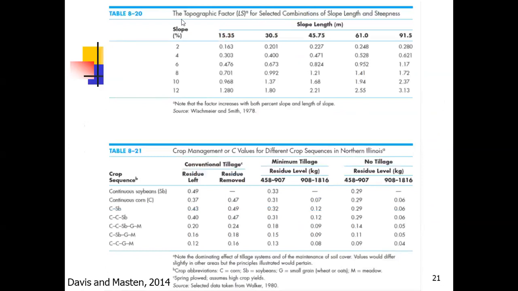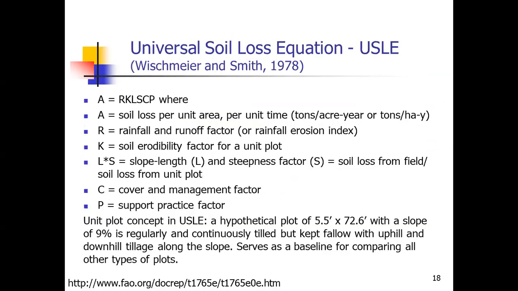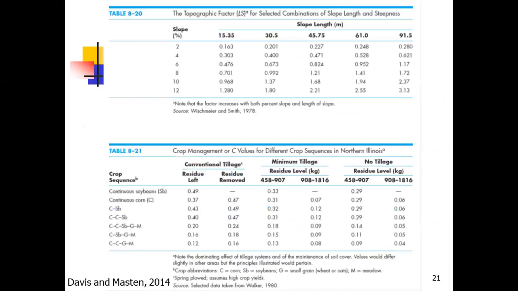These are topographic factors. Slope is, so the steepness is defined in terms of slope. So from 2% to 12%. 12% is extremely hilly, and more common, at least in this area, is 2% or even less. So that is our steepness factor, and across what you see is slope length. So for different slope length and different steepness levels, you have LS values. So that goes directly into the equation.